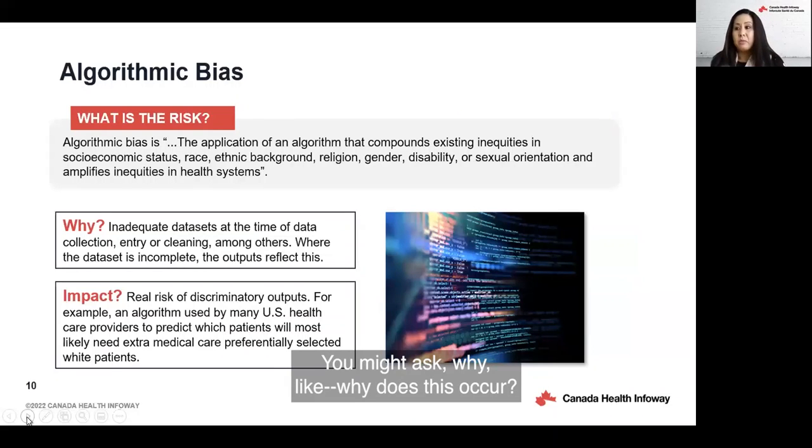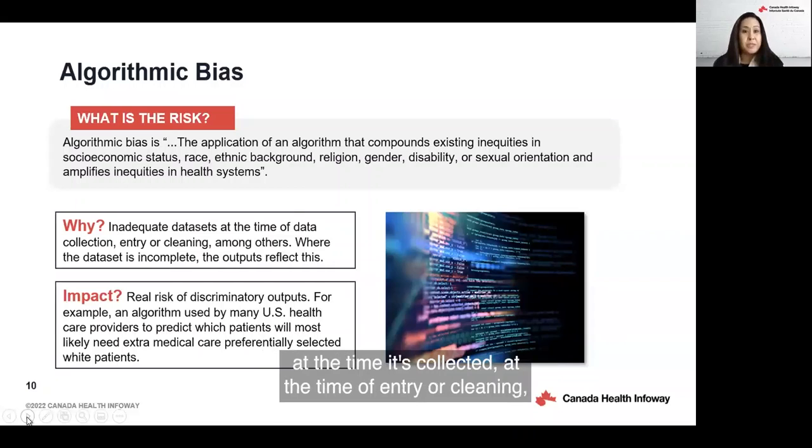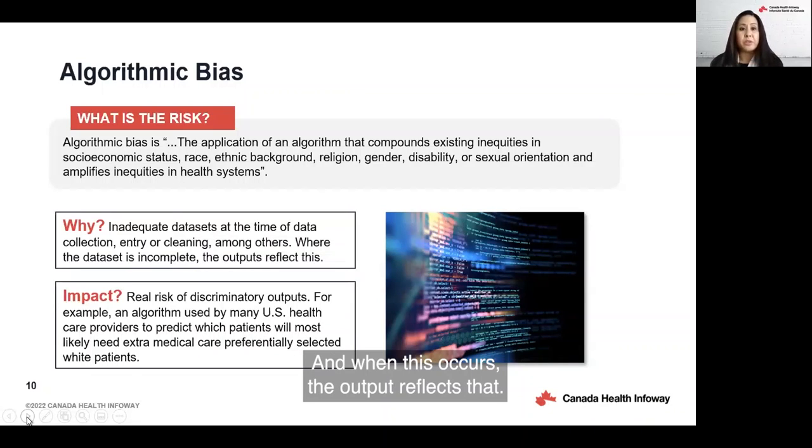You might ask, why does this occur? Algorithmic bias may occur because of inadequate data sets at the time it's collected, at the time of entry or cleaning, or in some cases when the data set is incomplete. And when this occurs, the output reflects that. The impact of this is real discriminatory outputs.